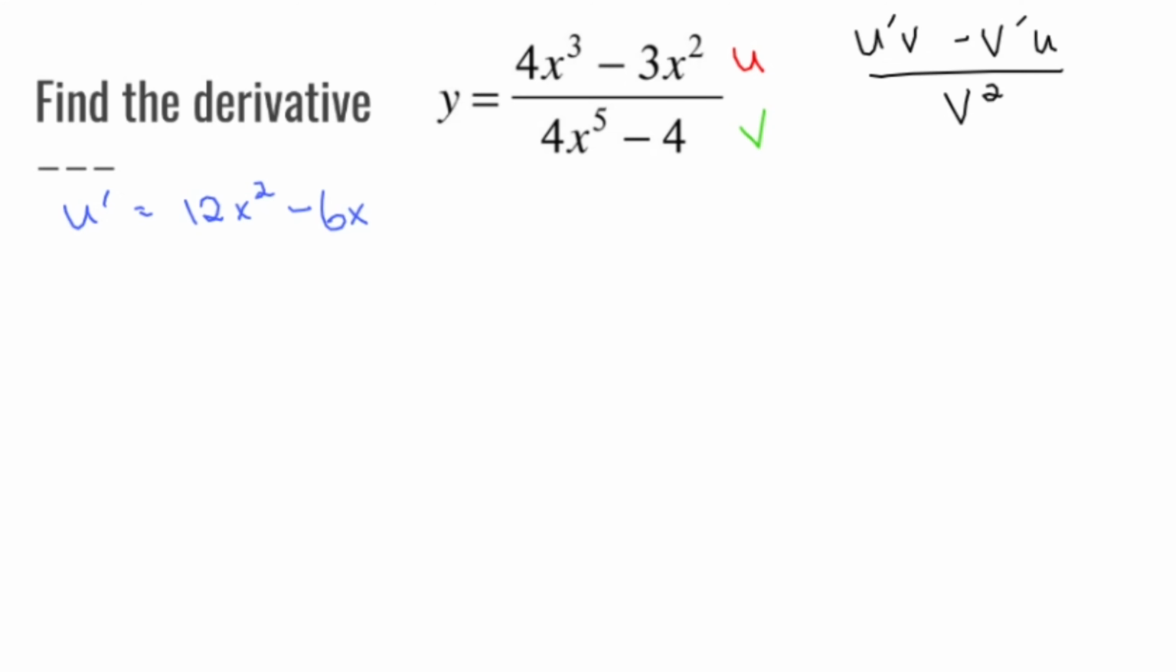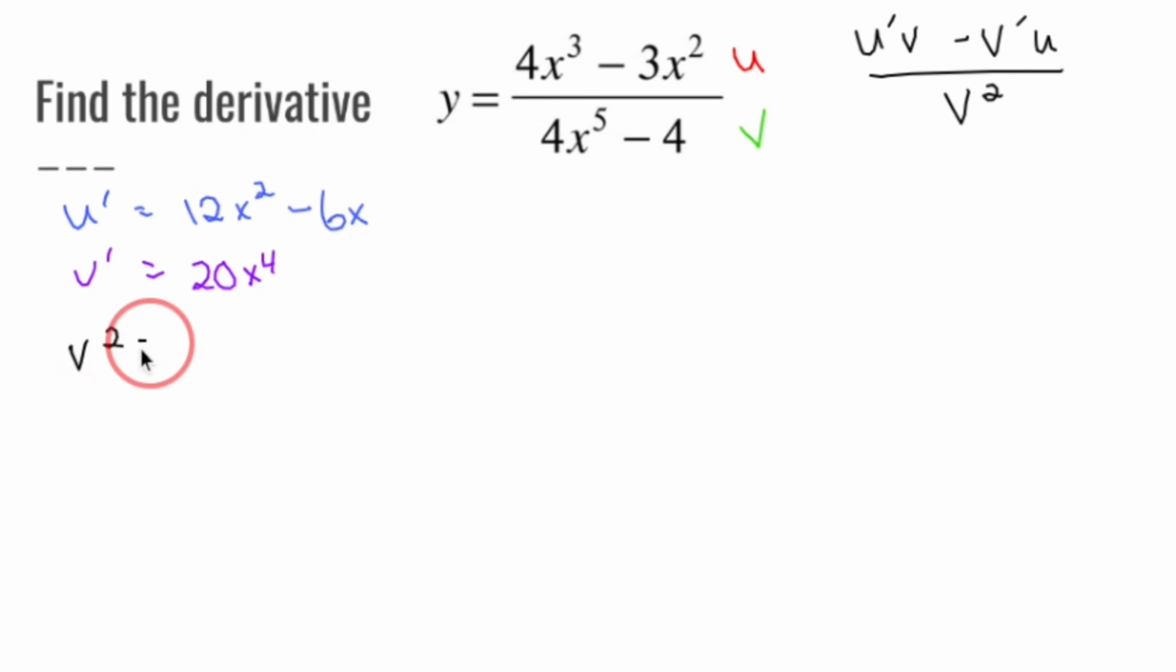V prime is going to be the derivative of the denominator. 4 times 5 is 20, so we got 20, subtract 1 from 5, that gives you 4. Minus 4's derivative becomes nothing, so that's nice. I also have to find v squared.